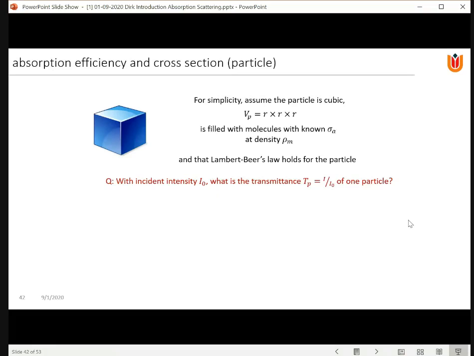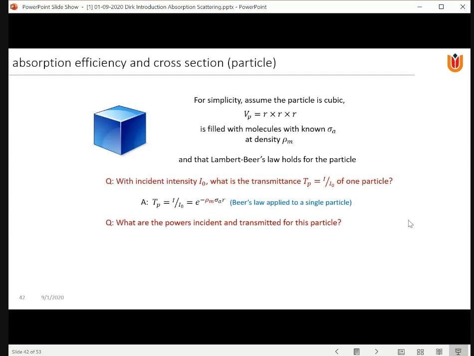So this is just again, we assume that Lambert-Beer's law holds, so we can just write it down for the single particle. Yeah, so the answer was there. The thing to keep in mind here is that we are applying it to the particle now, which means that the density that goes into this equation is the molecular number density rho m, and that the length over which the absorption takes place, in this case for this cubic particle, is the side r. So this is then Beer's law applied to the particle.